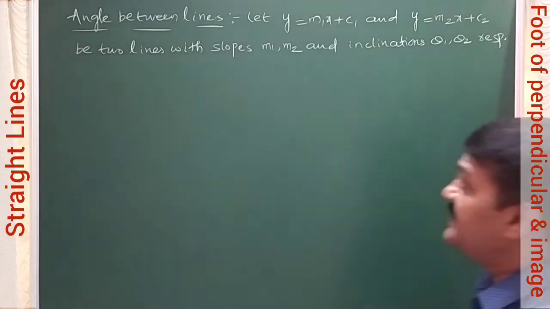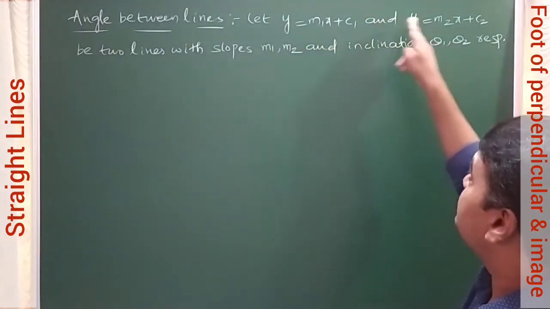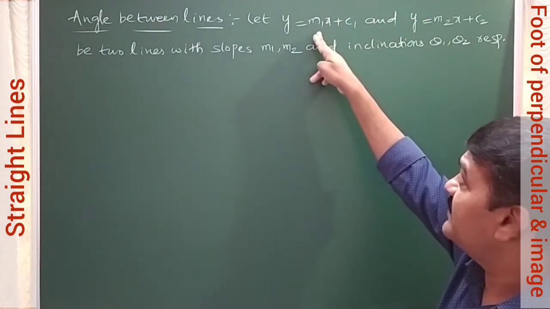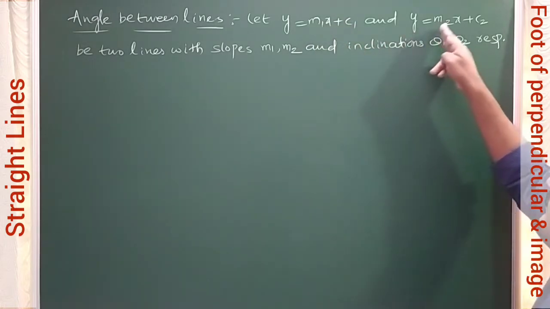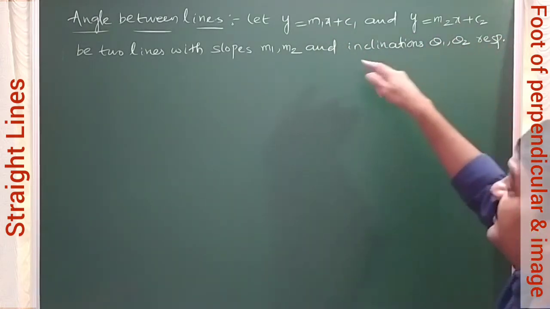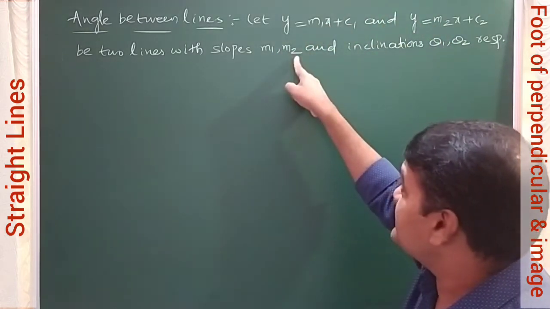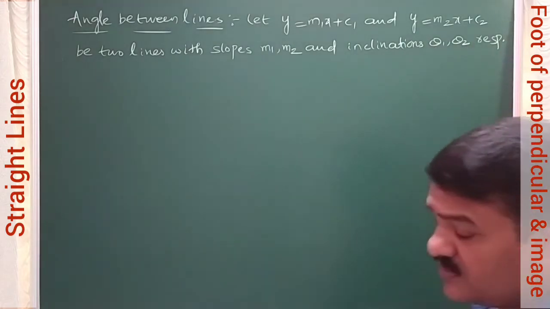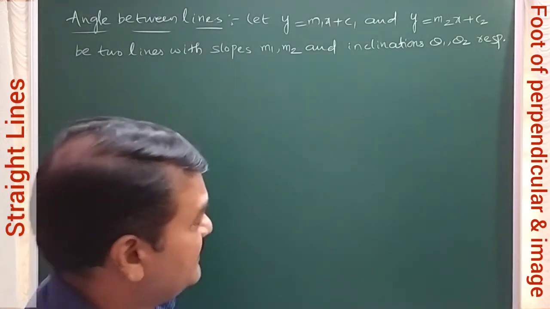So first let us find the angle between the lines. Let us take two lines in the slope intercept form. This is the first line, y is equal to m1x plus c1. Second line, y is equal to m2x plus c2. Whereas m1, m2 are the slopes of the two lines with inclinations theta 1, theta 2. Now we are interested to find the angle between these two lines.